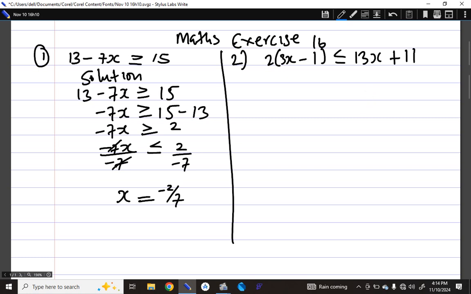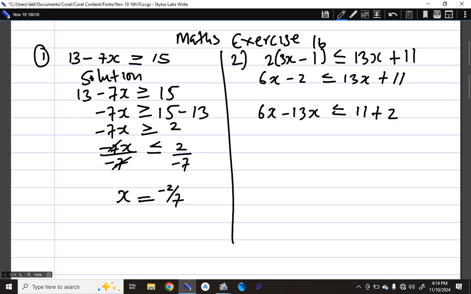The first thing we do is to open the bracket. We say that 2 times 3x will give you 6x, and 2 times minus 1 will give you minus 2, is less than or equal to what? 13x plus what? 11. So we collect like terms to have that 6x minus 13x is less than or equal to 11 plus 2. So 6 minus 13, I'm having minus 7, so minus 7x is less than or equal to, this is 13, right? 13. So divide both sides by minus 7 again.